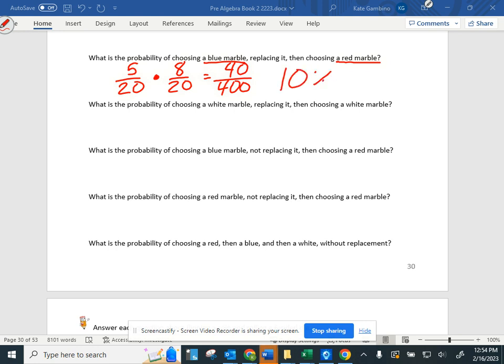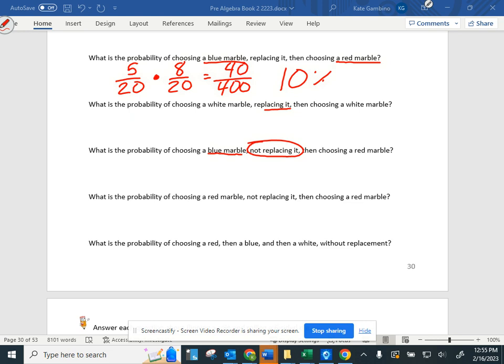So, here's the thing when it comes to these word problems. What we know about word problems is you really have to slow yourself down so you can catch when they change things up. We've had a replacing the marble. Not replacing. This one, we're not replacing it. So what does that change? You would minus 1 from whatever marble you take, and then minus 1 from the total. So if we're choosing a blue marble, what would that individual event be?